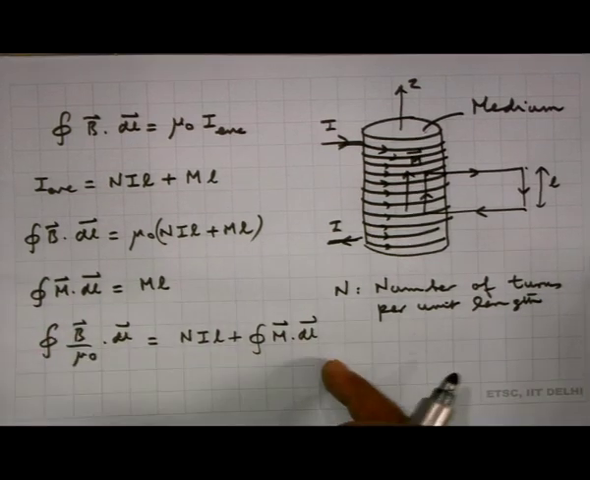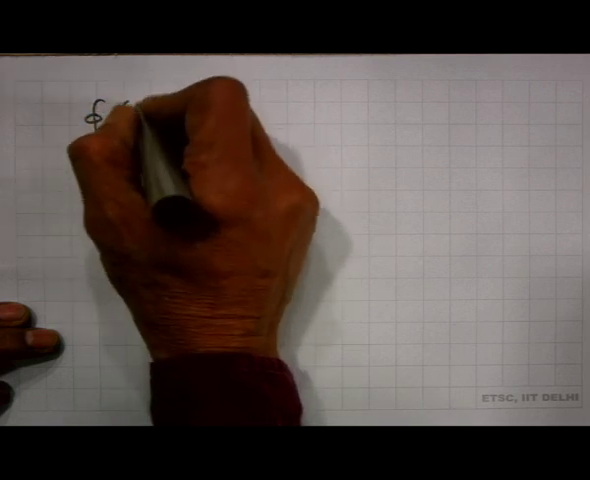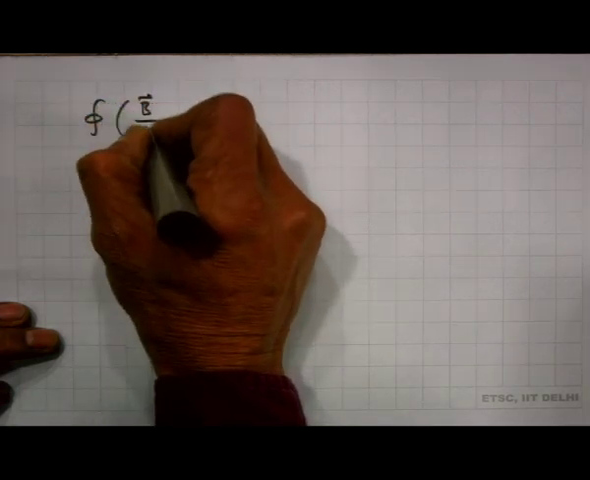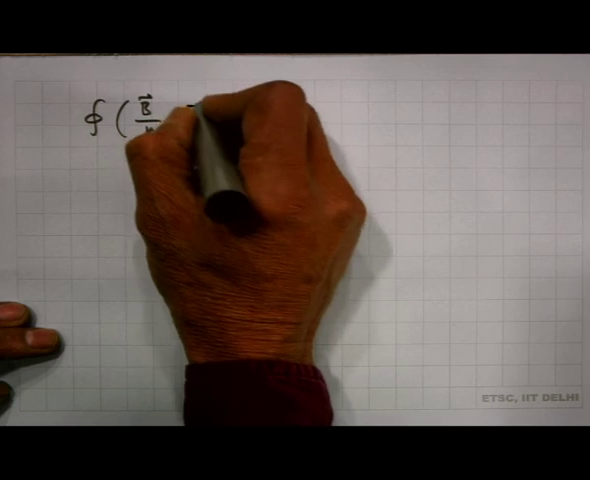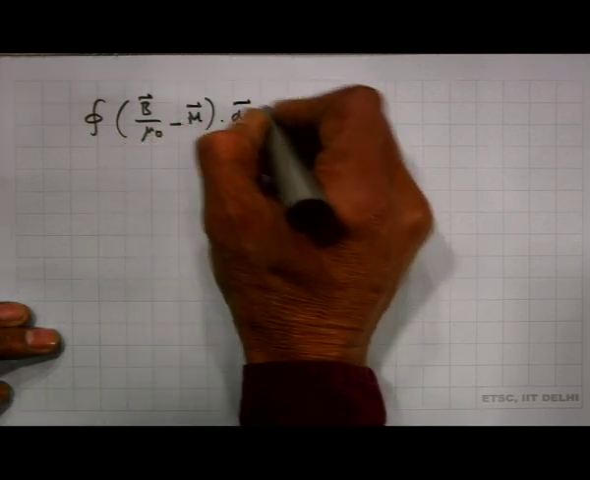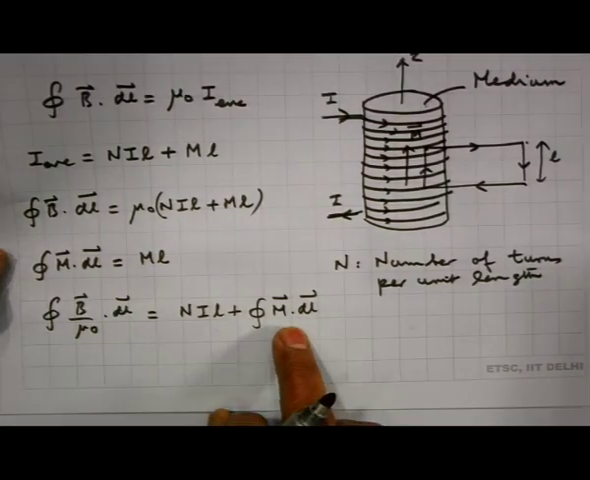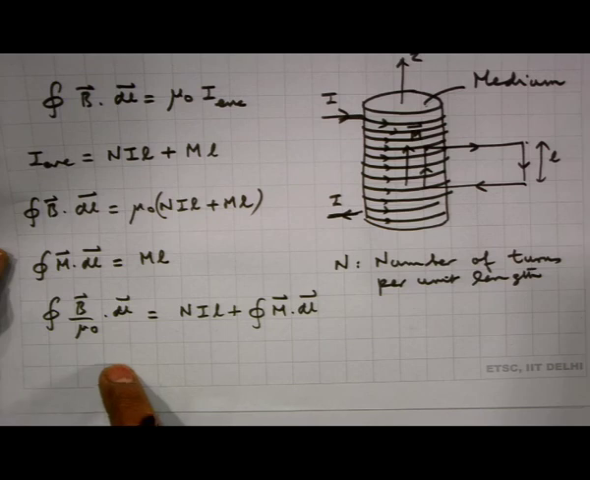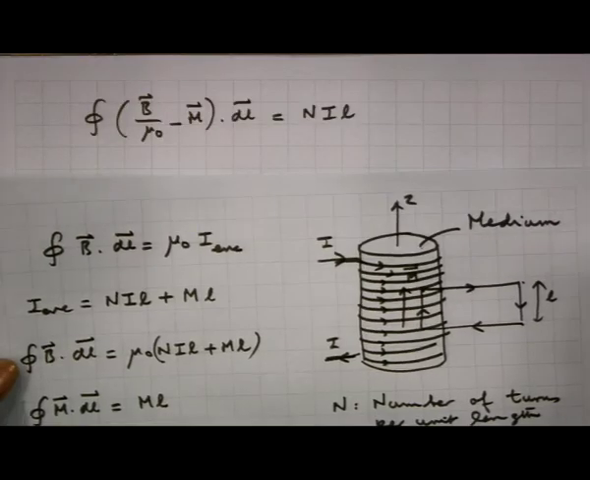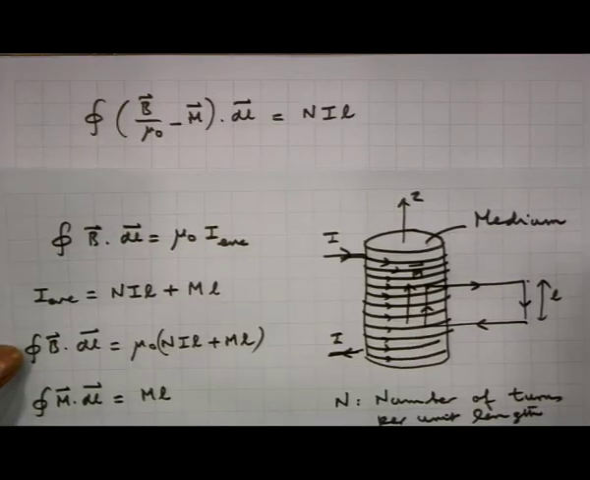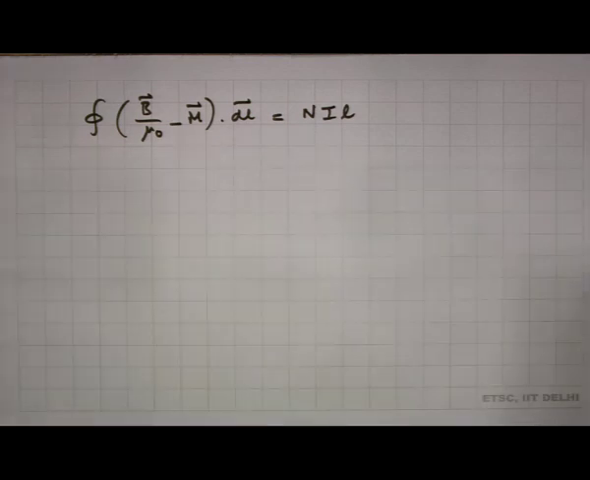So, let me take the integral of M dot dl to the left hand side. I will get the following: the integral of (B by mu naught minus M) dot dl is equal to nIL. What I have done essentially is taken M dot dl to the left hand side. So, (B by mu naught minus M) dot dl will be equal to nIL.